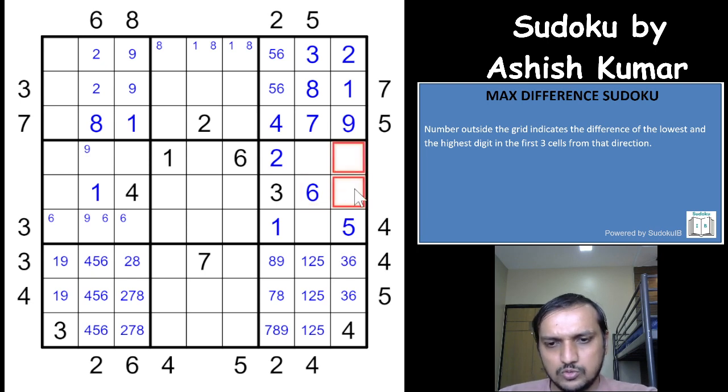Okay, and these two cells are 7 or 8 in any order, and 9 and 4 in any order. So you got the maximum difference already, 1 and 5, so this would have to be a 4, which is a 9 here, and this cell would be a 4.